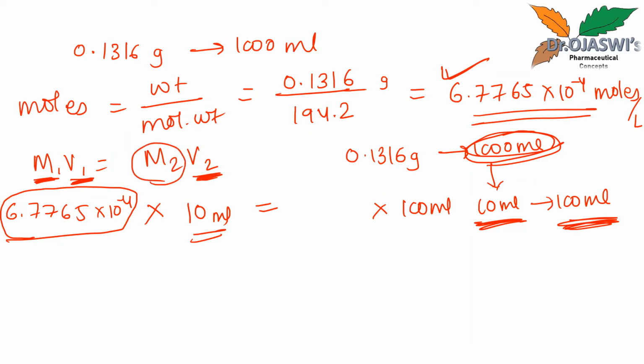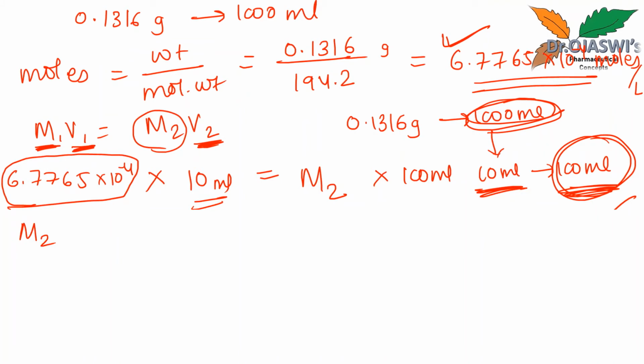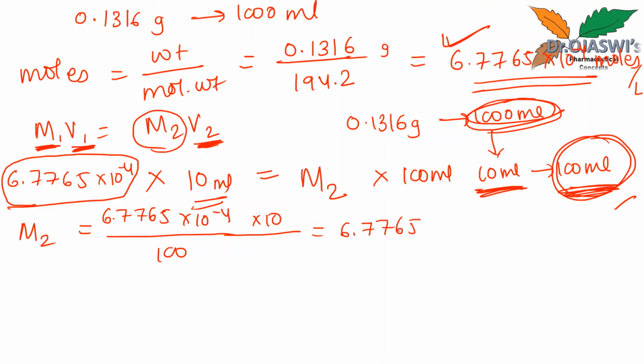So what is the molarity of this solution? I am calculating the molarity of this solution by this formula, M1 V1 equals M2 V2. This M2, that is the concentration, is 6.7765 into 10 raised to minus 4 into 10 divided by 100. So this answer is coming as 6.7765 into 10 raised to minus 5. What is this M2? This M2 is nothing but the concentration in moles per liter.